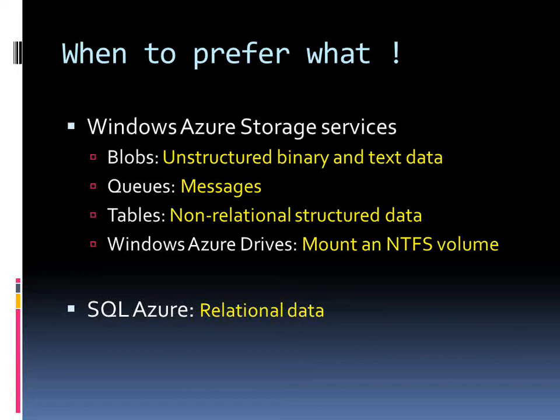The best example I can give is that you want to create a media library, a photo book example where you want to upload photos, you want to upload videos and create a video library on the cloud. That's where your binary data would go in. So blobs would be the best option, and you can use different types of blobs to store audio, video, or any other unstructured binary and text data.